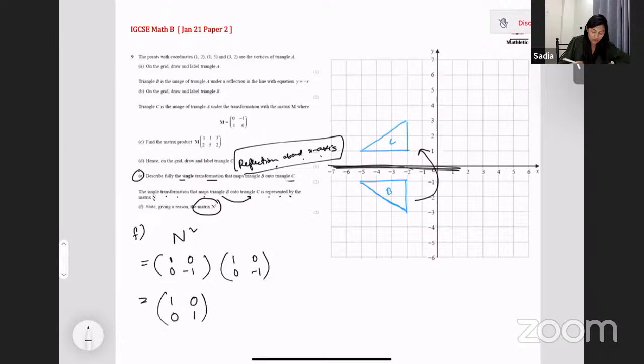Now I will show a shortcut. The shortcut is that basically, B to C, for converting B to C, you are using n, right?